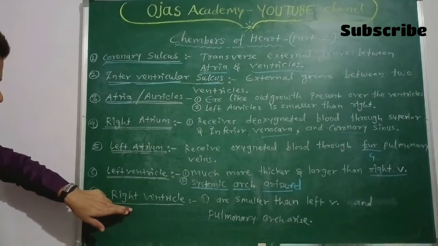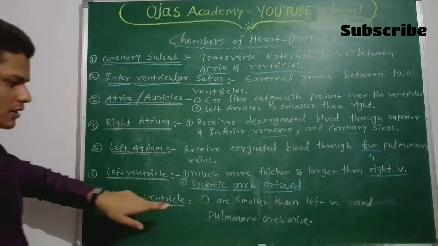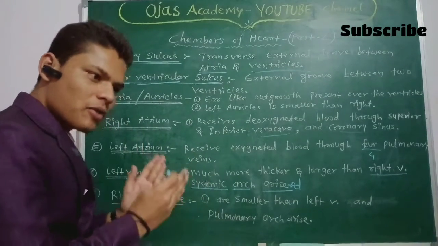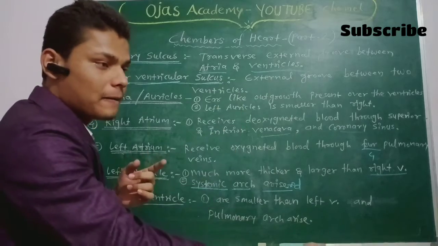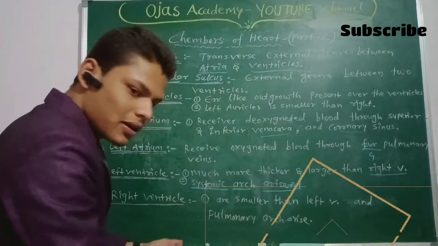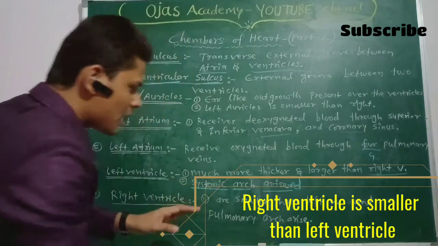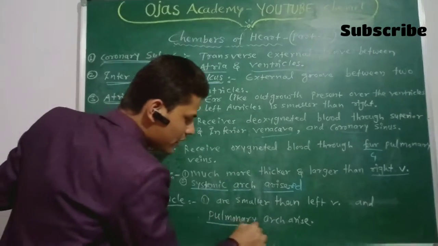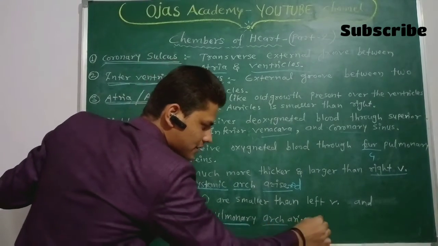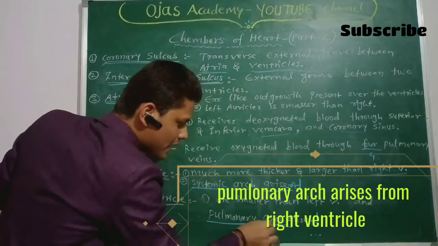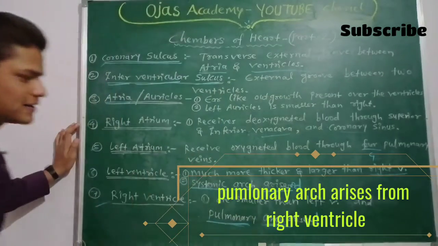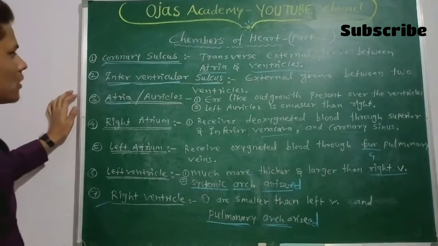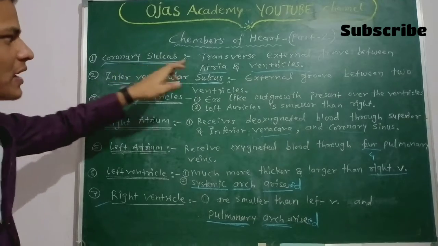So the last point is the right ventricle. The right ventricle is smaller than the left ventricle, and from the right ventricle the pulmonary arch arises.